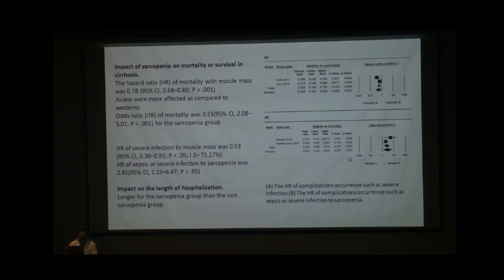And this forest plot shows the hazard ratio of complication occurrence, such as sepsis and severe infection, to sarcopenia. It shows the hazard ratio of severe infection to muscle mass was 0.53. As the sarcopenia increases, the risk of infection and sepsis increases. Sarcopenia is also directly correlated with longer hospital stay and risk of infections.